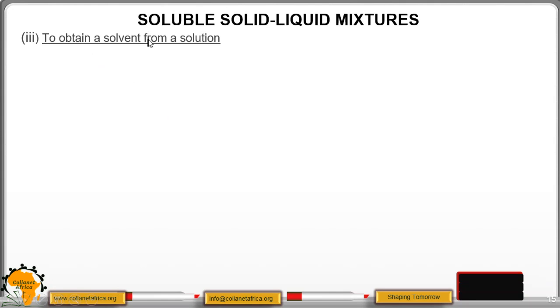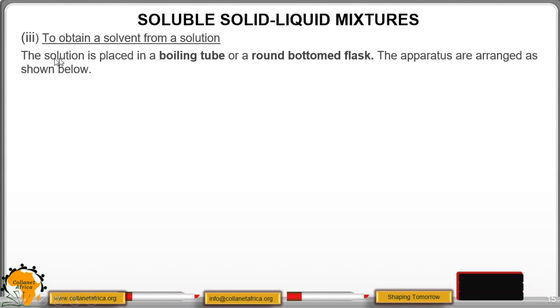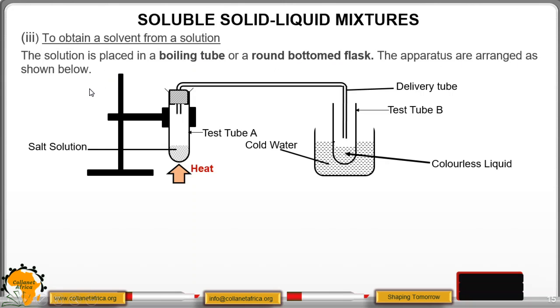To obtain a solvent from a solution, a solvent like water or propanol, the solution is placed in a boiling tube or a round bottom flask. This allows the distribution of heat, so we don't need a wire gauze unless you're using a thermometer that does not measure up to higher temperatures. The apparatus are arranged as shown below.